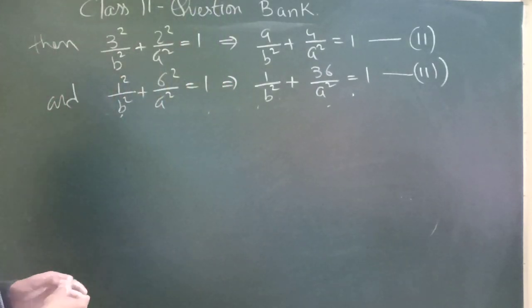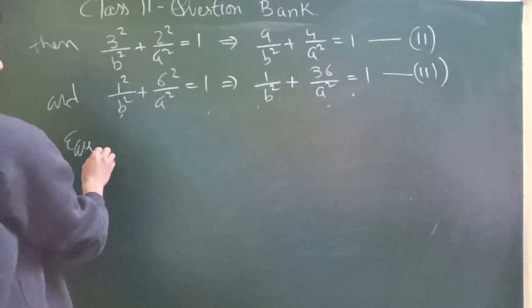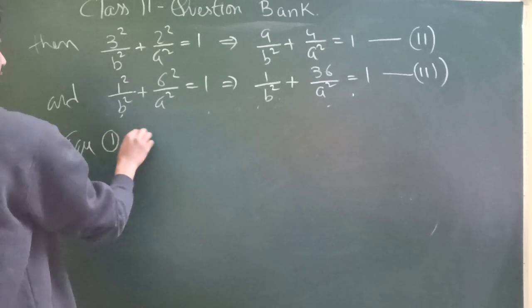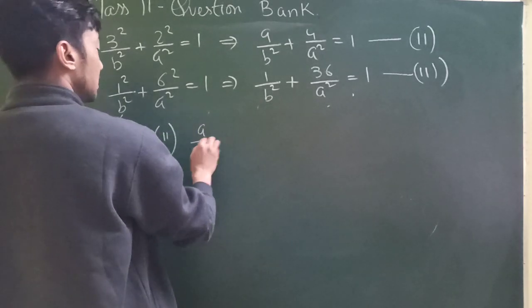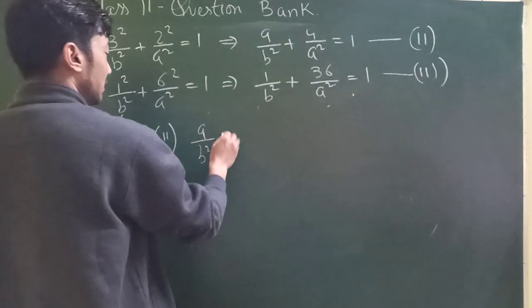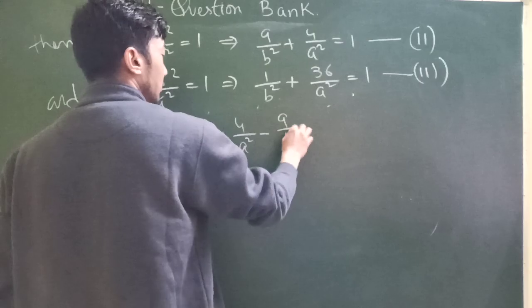How can we do that? There are many ways to do that. Maybe I'll just use the equating the coefficient method, that is equation 1 minus 9 times equation 2. These are all class 11 standard, so simplification, of course, I guess you understand how to do.